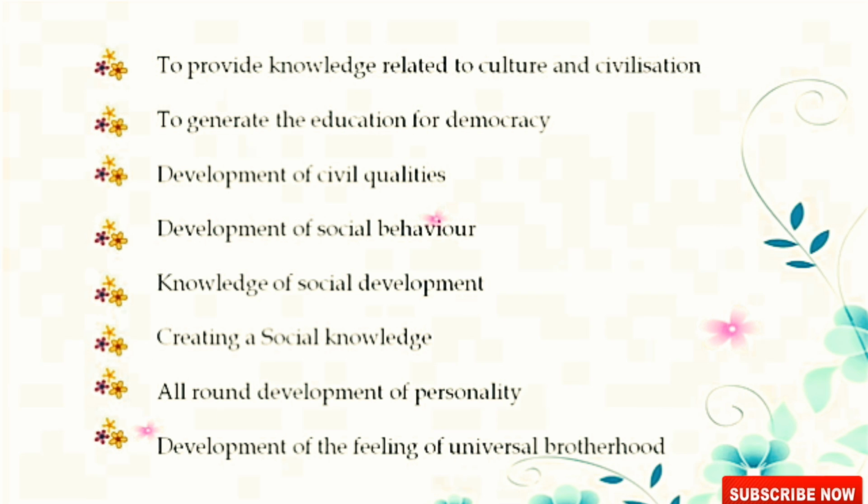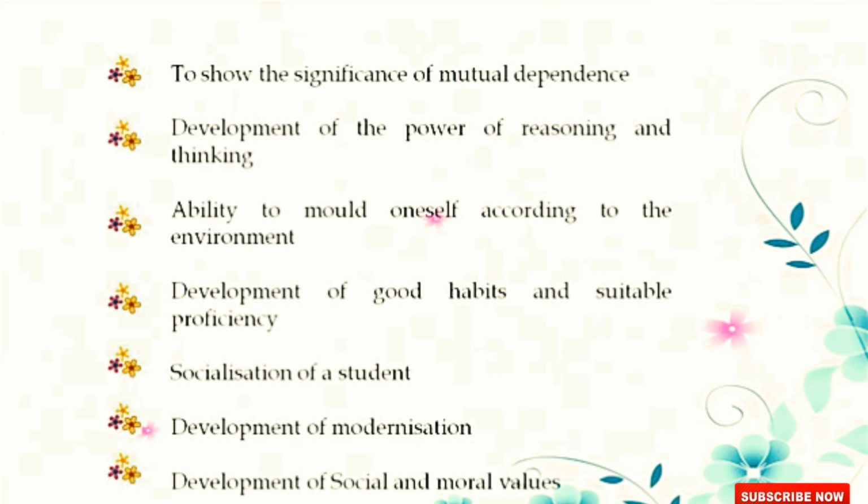Development of civic qualities is an essential part of any nation's development. Development of social behavior, knowledge of social development, creating social knowledge, all-round development of personality, development of the feeling of universal brotherhood. That is essential for the present time to show the significance of mutual dependence. Development of the power of reasoning and thinking, ability to mold oneself according to the environment, development of good habits and suitable proficiencies, socialization of a student, development of modernism, development of social moral values, that is the aim of teaching social science.